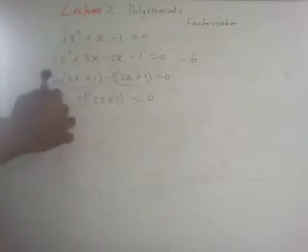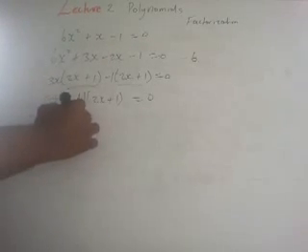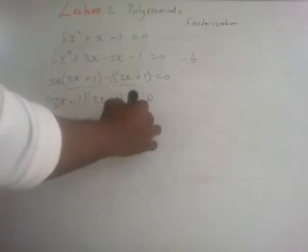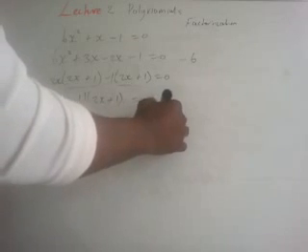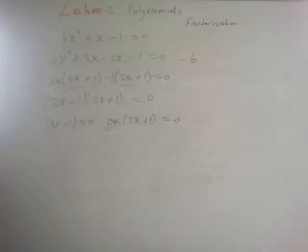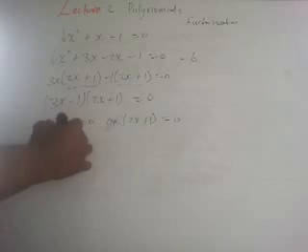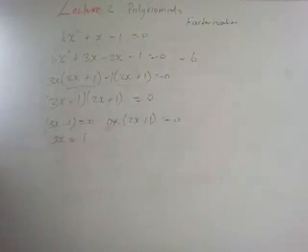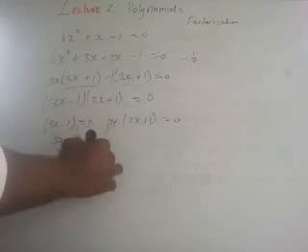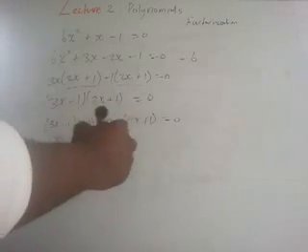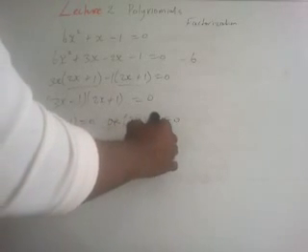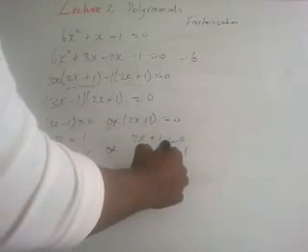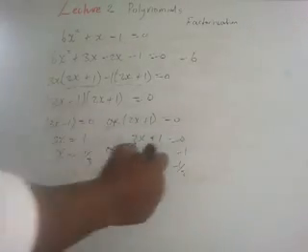Then we equate the 2 brackets to 0. And then we solve for x. So 3x is equal to 1 because we take the -1 and bring it across the equal sign. So x is equal to 1 over 3, or 2x plus 1 is equal to 0. 2x is equal to -1. So x is equal to -1/2.